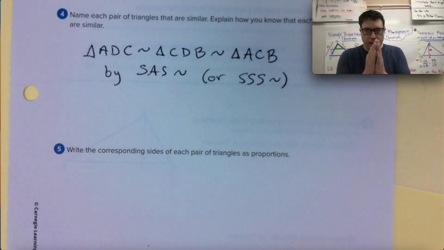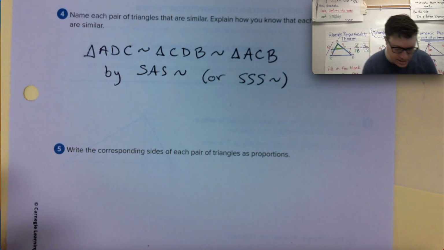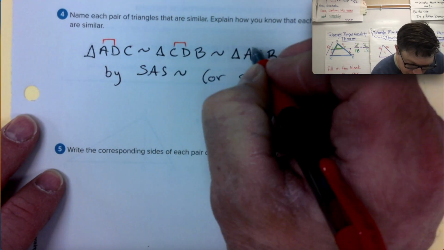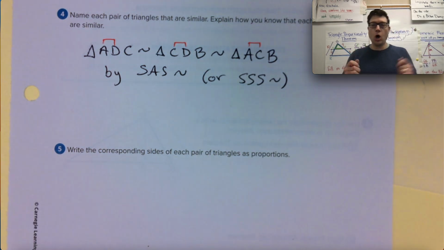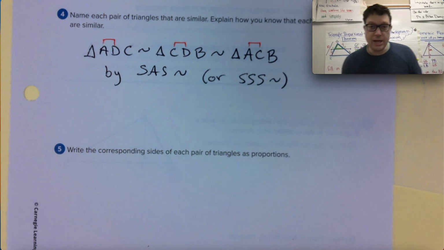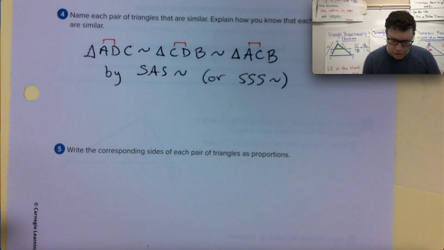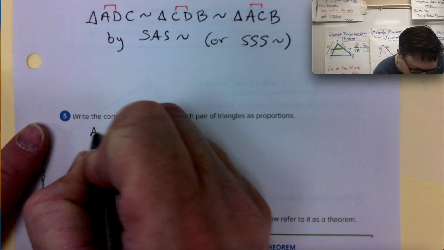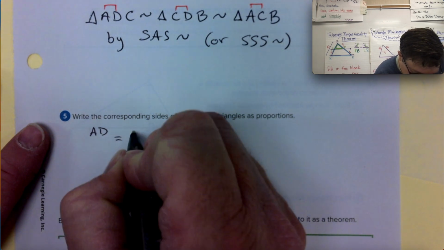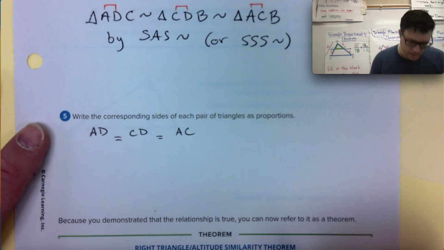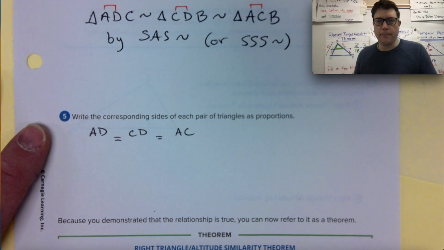So by choosing my letters in a specific arrangement, I can say AD, CD, and AC are all in the same arrangement. They are the yellow sides, the short legs of the triangle. So I can write AD equals CD equals AC. I'm putting them into the top of the fraction.